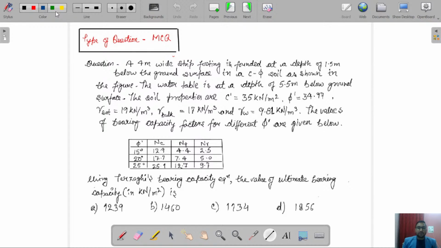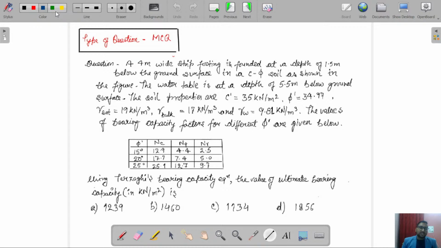Again, the question is from Terzaghi's theory. Can you tell me for which type of shear failure Terzaghi's relations are valid? The relation given by Terzaghi is Q ultimate equal to C Nc plus Nq into gamma into Df plus half gamma B into N gamma.